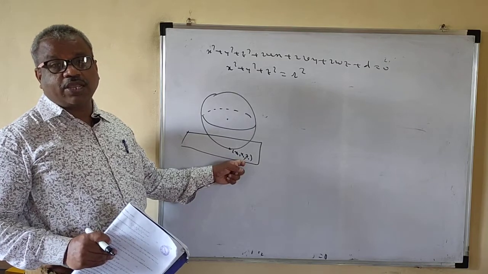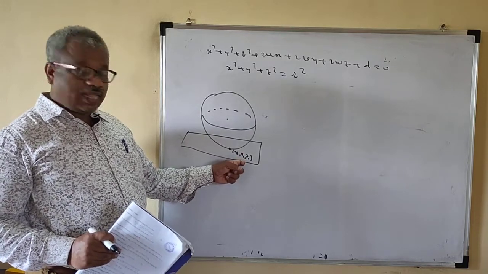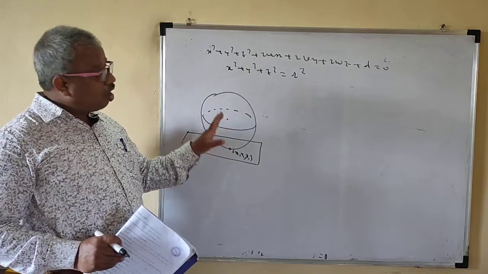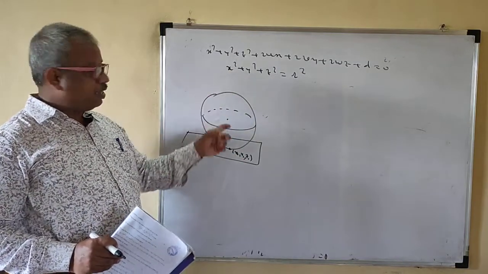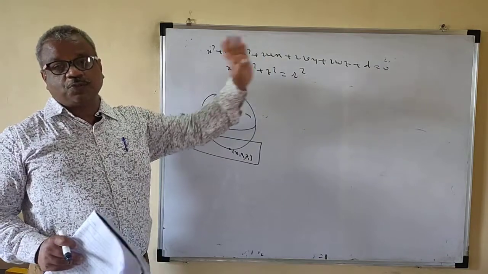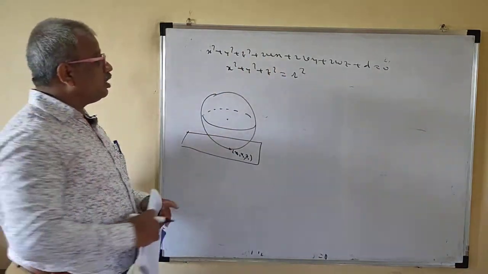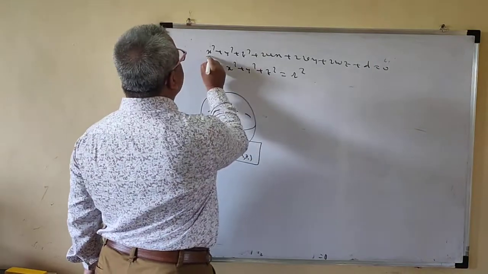That means we have to find the equation of a tangent plane at x1 y1 z1 to the sphere. That means this x1 y1 z1 is where? On the plane and also on the sphere. This x1 y1 z1 is on the sphere, and you have to find the equation of the tangent plane at that point. How to find this?